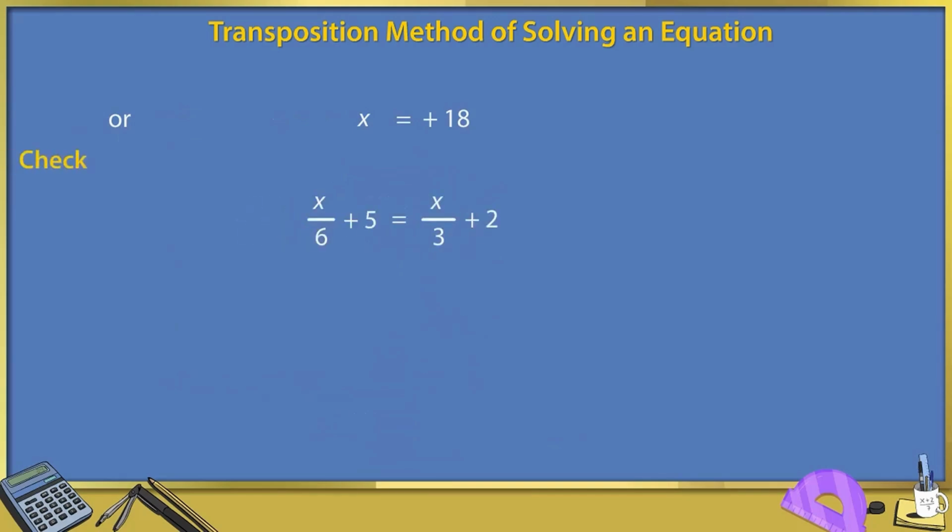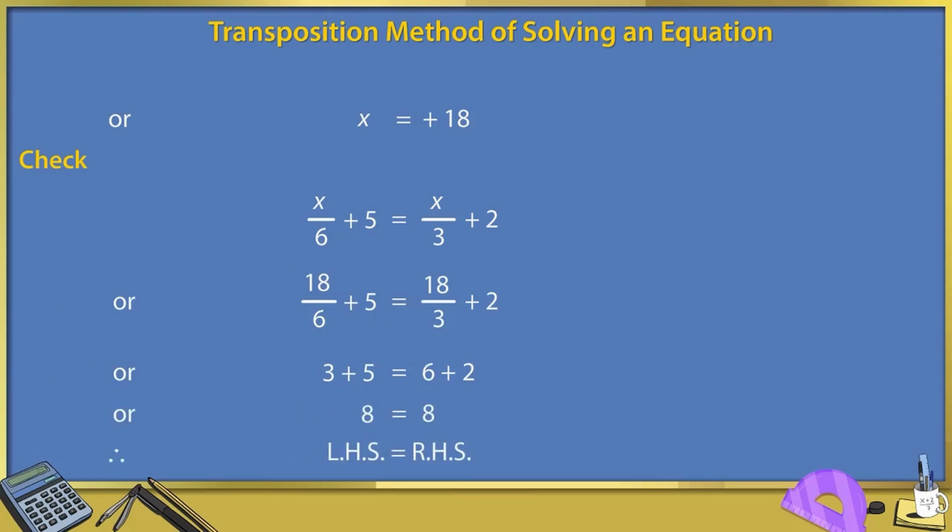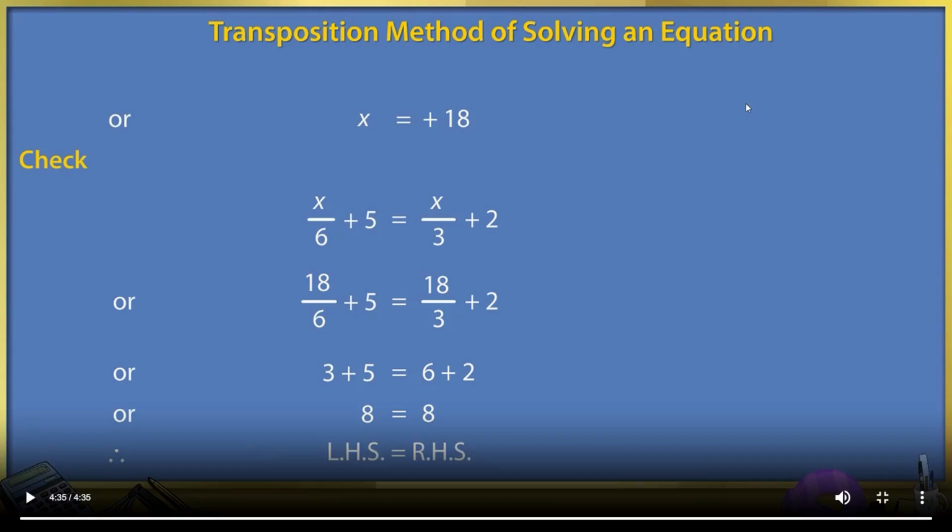Check. x by 6 plus 5 is equal to x by 3 plus 2, or 18 by 6 plus 5 is equal to 18 by 3 plus 2, or 3 plus 5 is equal to 6 plus 2, or 8 is equal to 8. Therefore, LHS is equal to RHS.